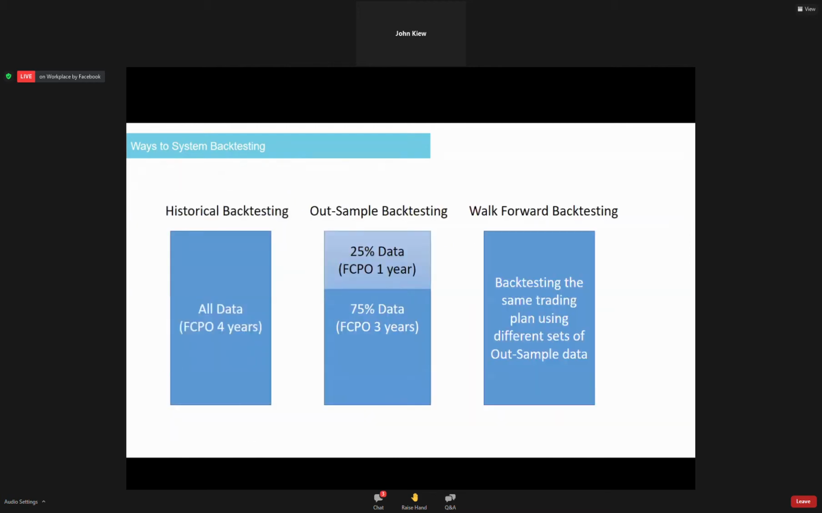Now this is just an illustration. Let's say I have 4 years of data, like what I illustrate. Out-of-sample testing means I will split off 1 year of data and reserve it for verification. I will use the 3 years of data, the 75% of the data, to do my testing. The walk-forward testing is basically the same approach, but not using the same data. It can be recreated data based on random or a different data set, or you split the existing data into different pieces like a puzzle and test the trading strategies.